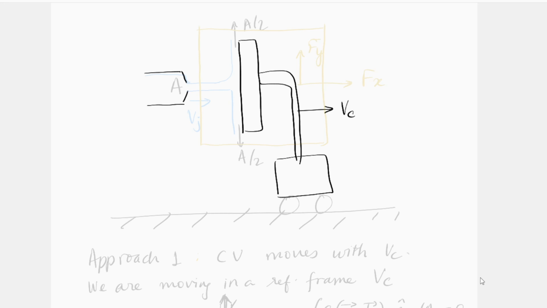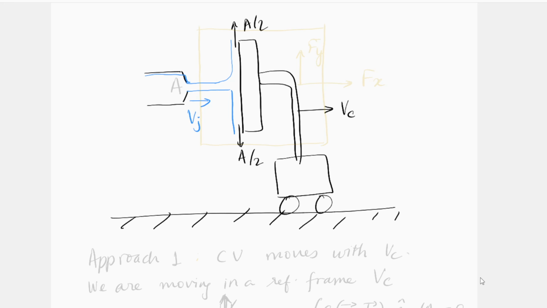The jet of water exits like this and it hits the cart. The jet velocity is given as Vj, and it is given that the jet splits into half, meaning at this point and this point the area of the jet is A by 2. So the question is, what is the force required to keep the plate moving at a constant velocity? That is the main question.